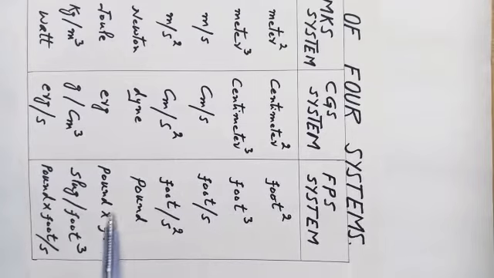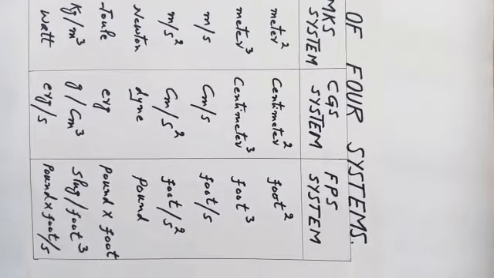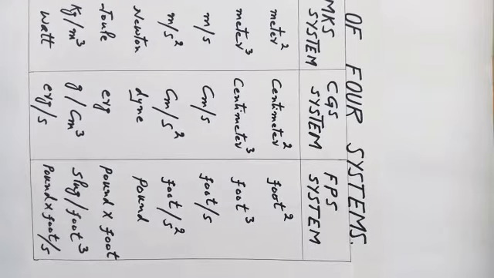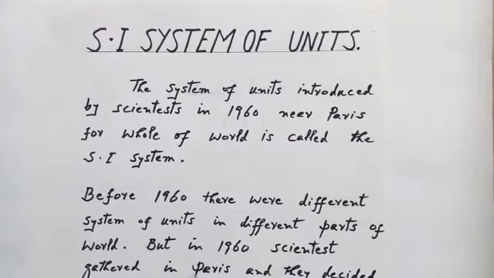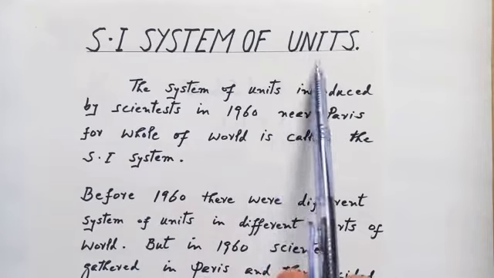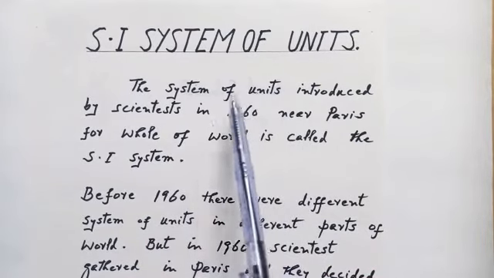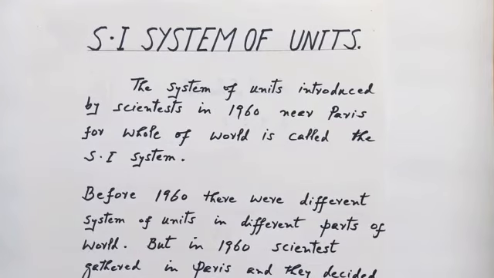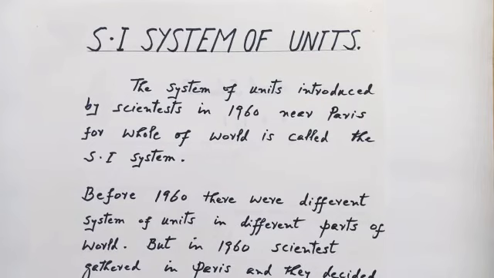Then we have derived units of FPS system. So this is the chart of derived units of all the four systems. Now we are going to discuss SI system, System International or International System of Unit. This is a very big system. This is the international system. This is implemented in all the countries.